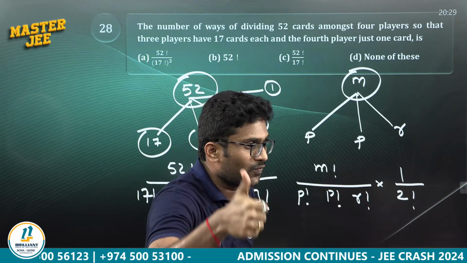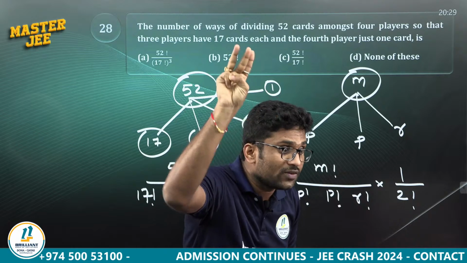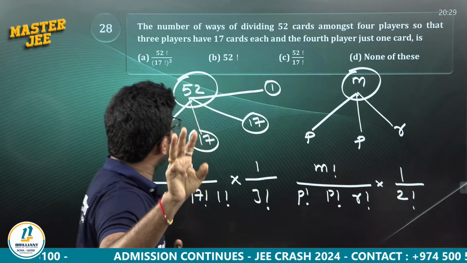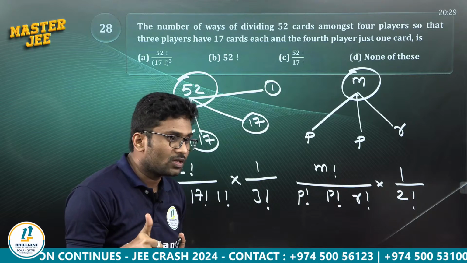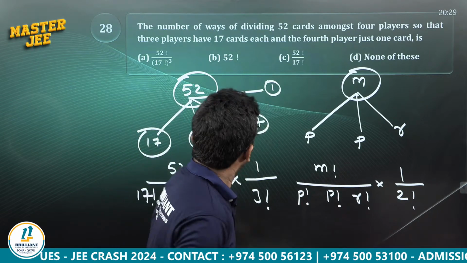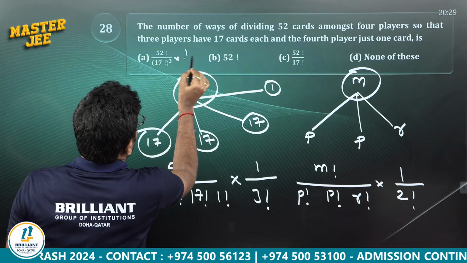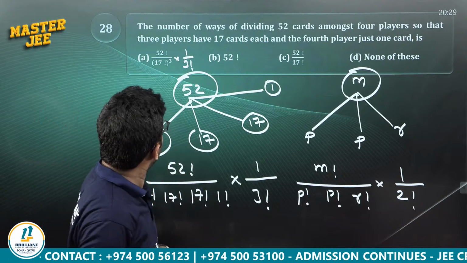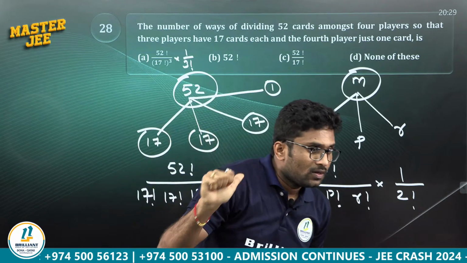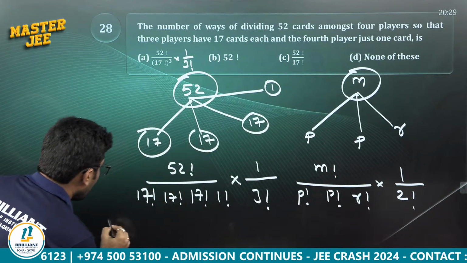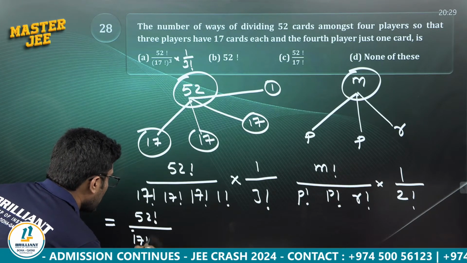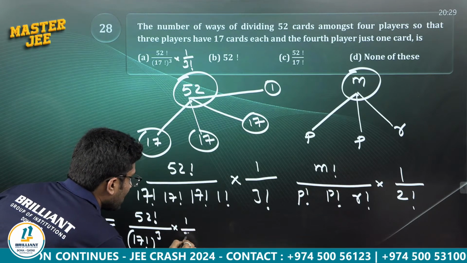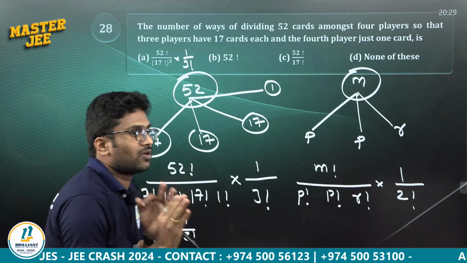Are you people able to follow? We are supposed to divide with 1 by 3 factorial. Clear? The answer should be into 1 by 3 factorial. There is something missing, don't worry. Now we get 52 factorial divided by 17 factorial whole cube into 1 by 3 factorial. This is our final answer.